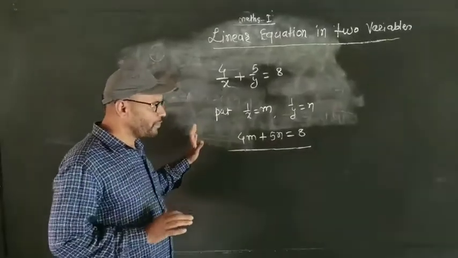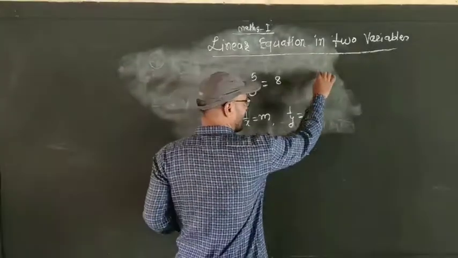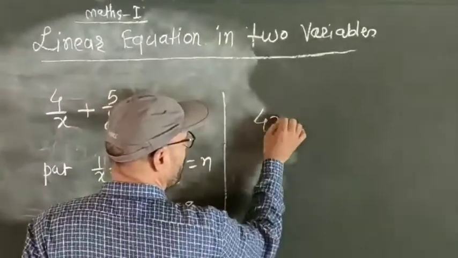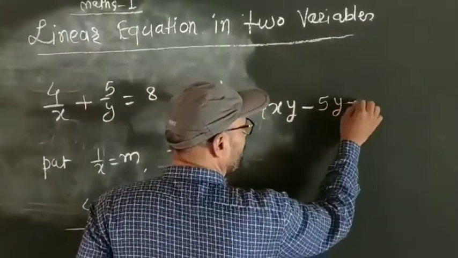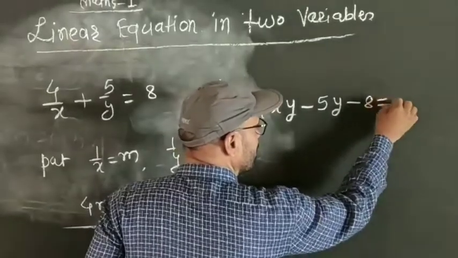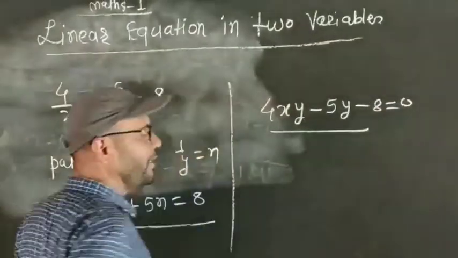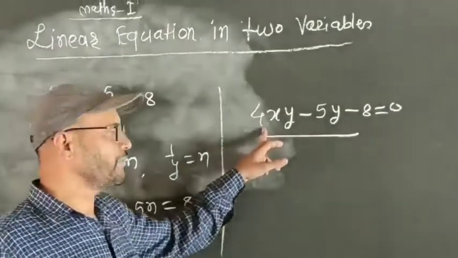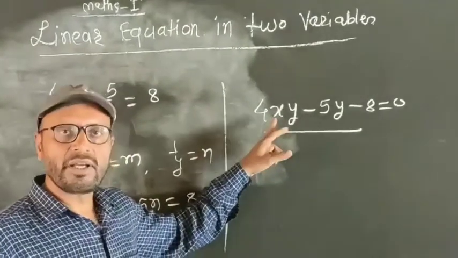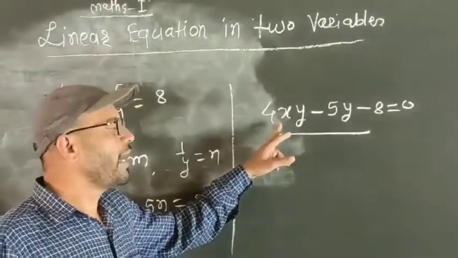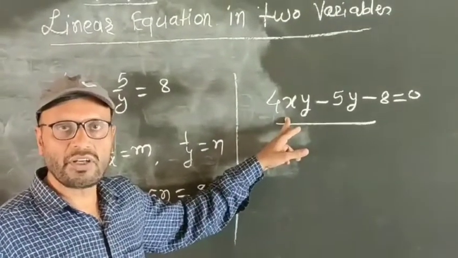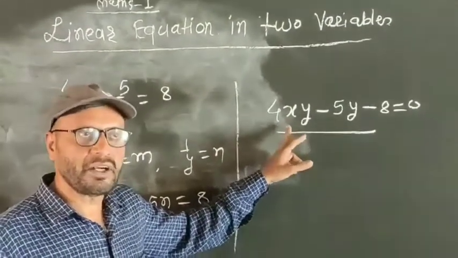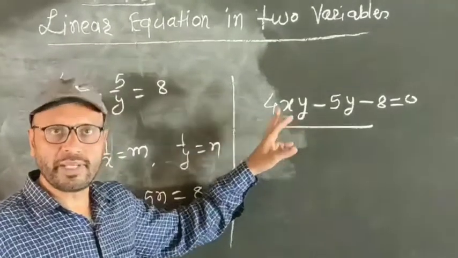Okay. Now, one more example students ask about: 4xy - 5y + 8 = 0. In this equation, what happened? The first term, a term containing variables, has degree 2. Here the degree is not equal to 1. That is why this is not a linear equation in two variables.